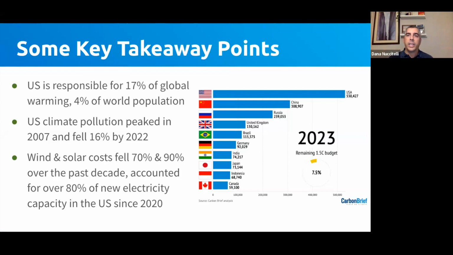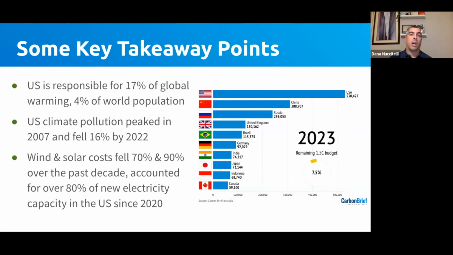So some of our key takeaway points from this report. One is that the United States is responsible, through our cumulative historical emissions, for about 17% of total global warming, despite only having about 4% of the world population. So we're really punching above our weight in terms of causing global warming. You can see on the right this chart that Carbon Brief put together of cumulative emissions, and you can see here's the US, and then behind us China, Russia, the United Kingdom, and so forth. So lots of emissions that we've caused.